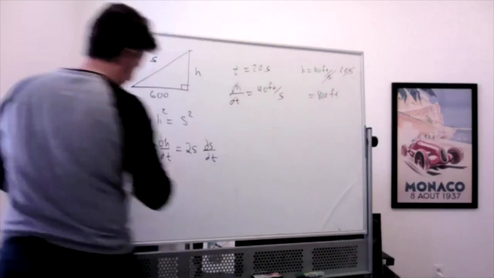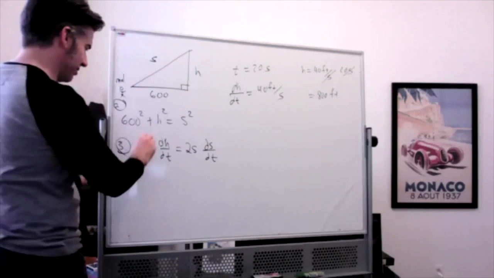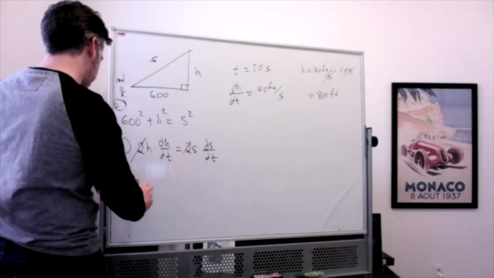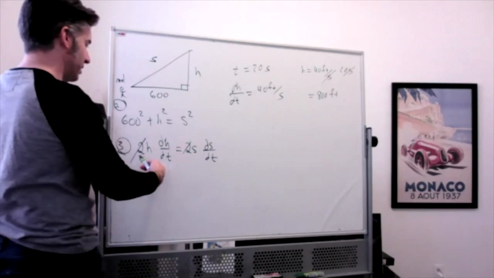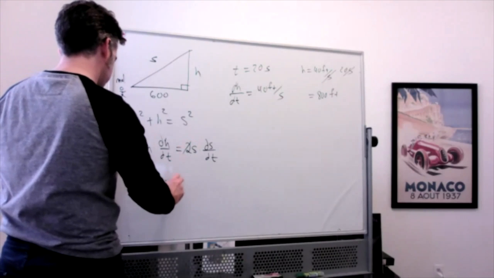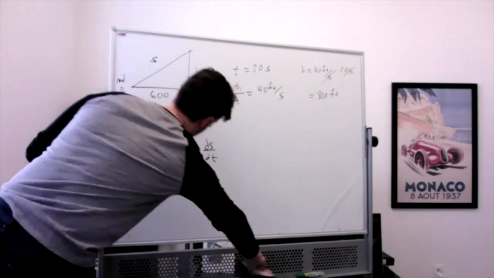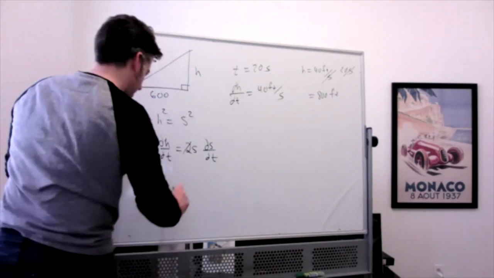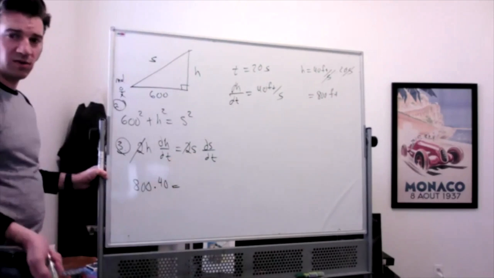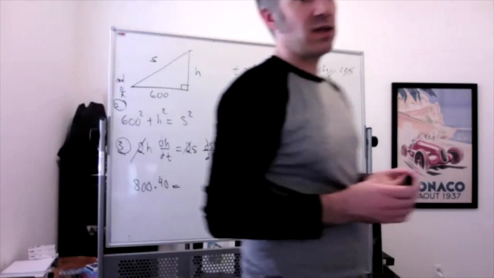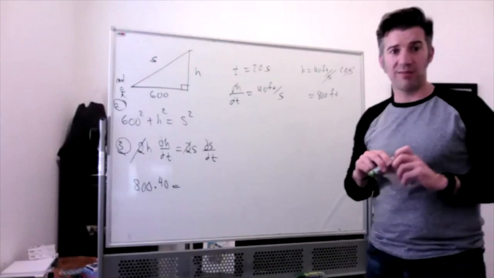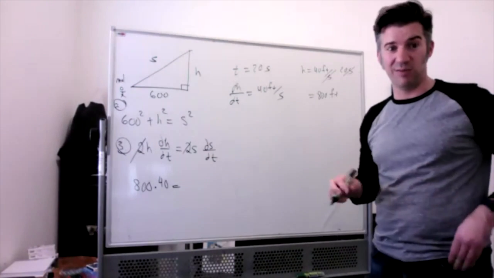So I can also cancel the 2's. So I get 800 times dh/dt, which is 40 feet per second. I don't really want to write the units until the end. Equal to s, which I also don't know. And I can either use the Pythagorean theorem, or I could guess that it's probably going to be one of those nice ones, and it is.